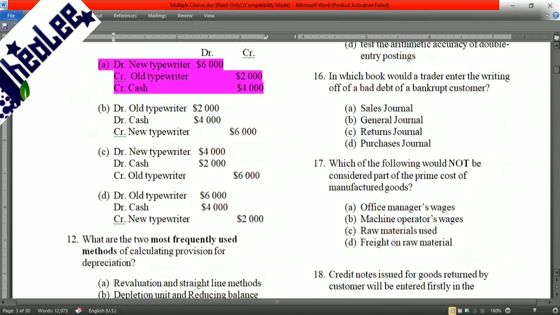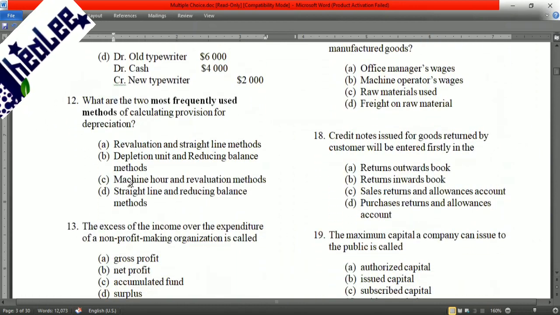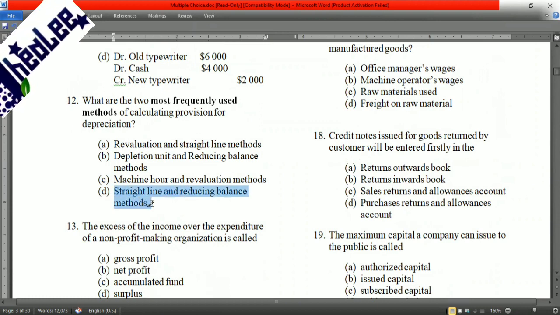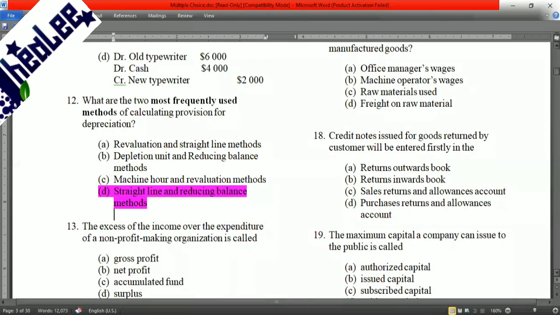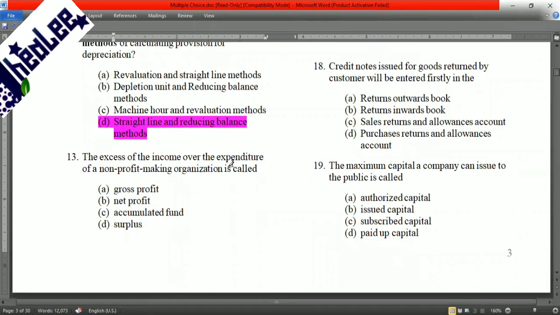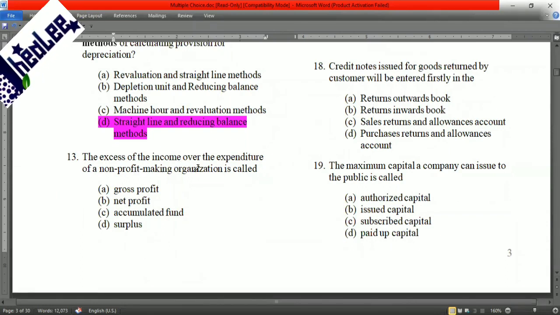And we move into question 12. What are the two most frequently used methods of calculating provision for depreciation? And those are the straight line method and the reducing balance method. Number 13, the excess of income over the expenditure of a non-profit making organization is called a surplus. So our response there is D.